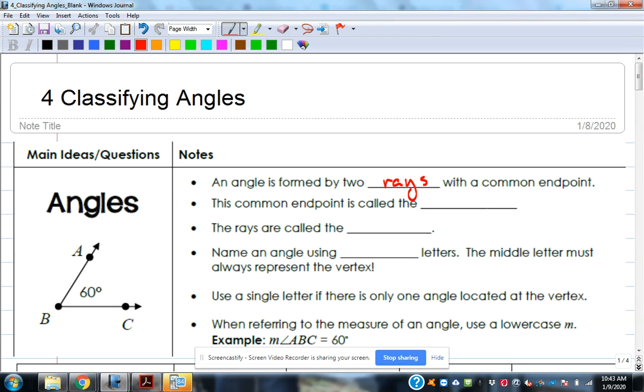So when you talk about rays, it has a starting spot and the line continues in one direction. It does matter what order the letters are in when you're naming rays, because you always want to start with your endpoint on a ray. So be careful of that as you're naming rays, that you always start with the endpoint in mind, okay? The common endpoint is called the vertex.